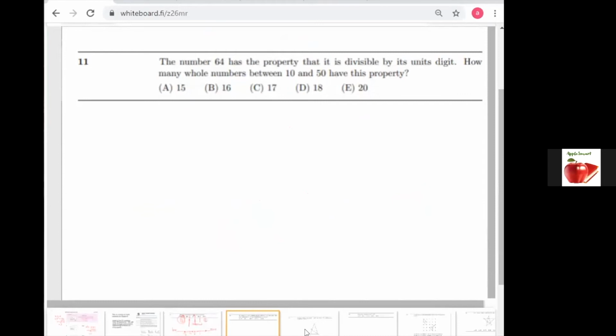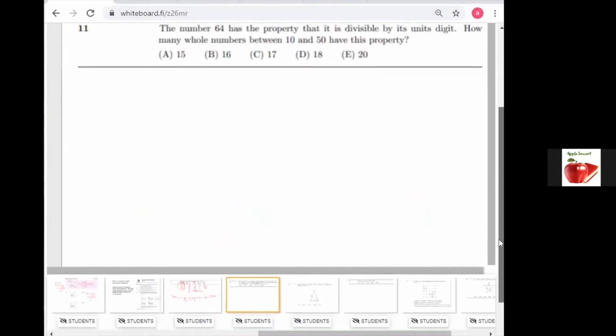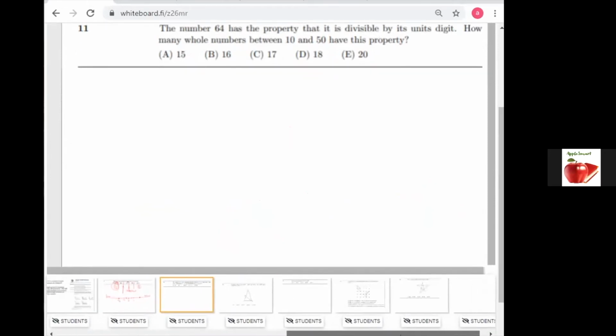Okay, I'm just looking for how much time do I have left? I have a good amount of time. I'm just skimming through my questions looking for my favorites.